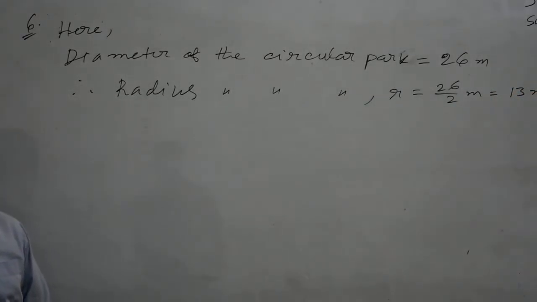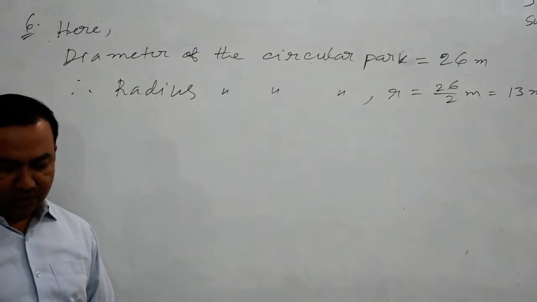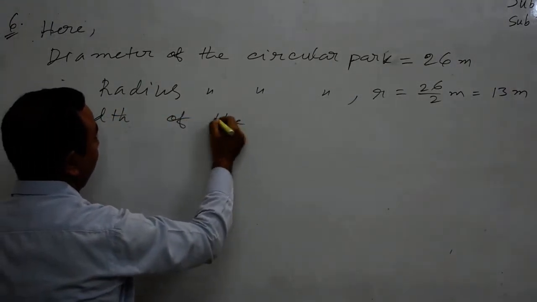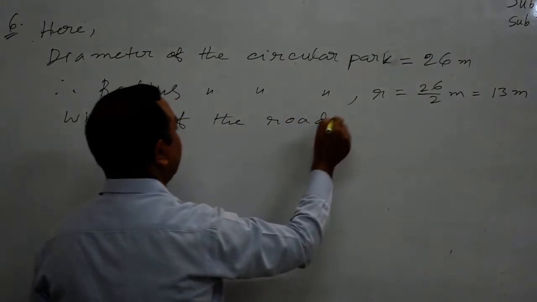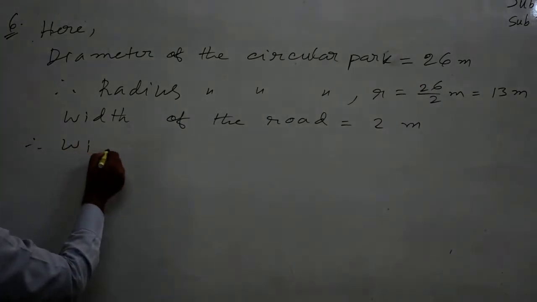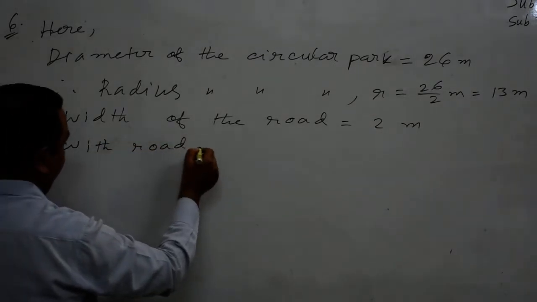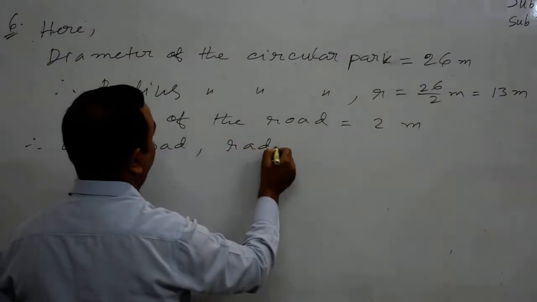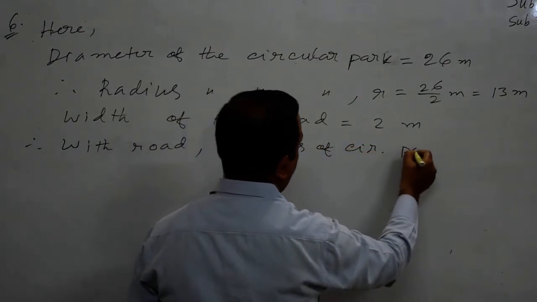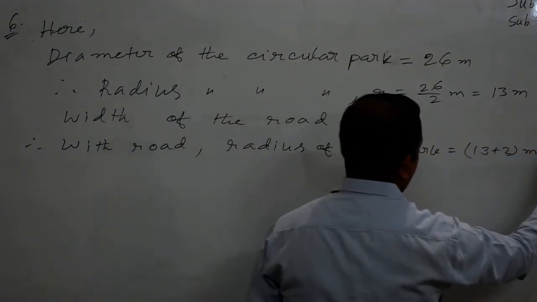Again, there is one trick. So what do we determine, the area of the road actually? The width of the road equal to 2 meter. Therefore, width of road plus radius of the circular park, equal to 13 plus 2 meter, equal to 15 meter.